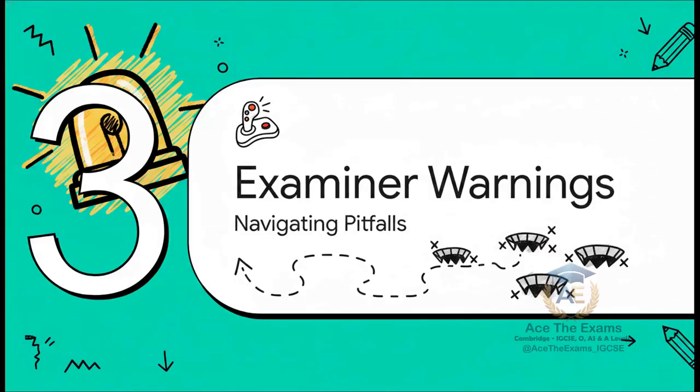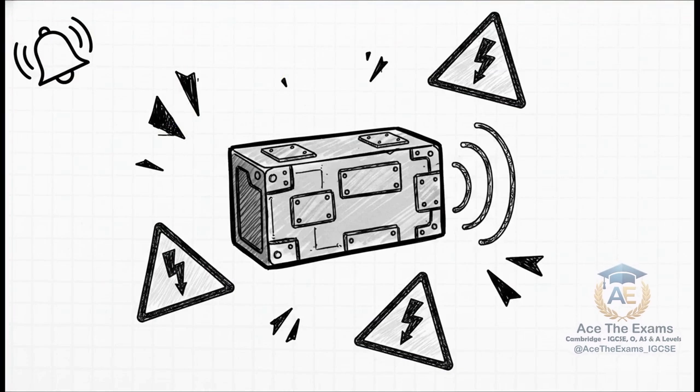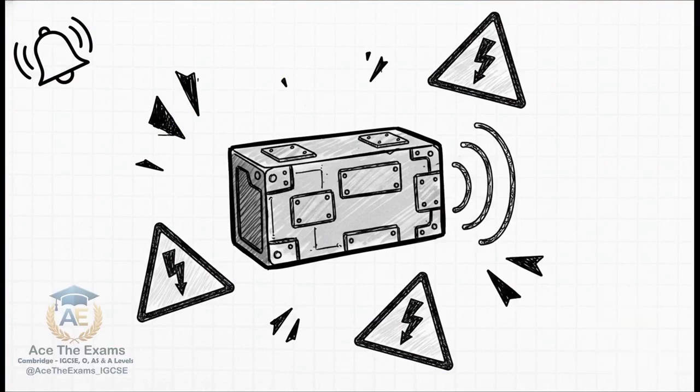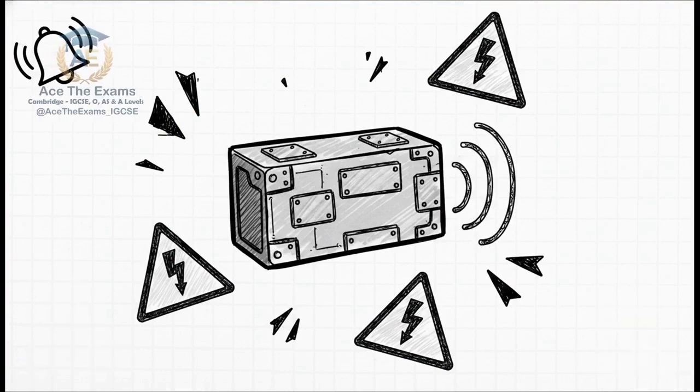Let's transition into Section 3, Examiner Warnings. This is where we learn how to navigate the most dangerous pitfalls. I need you to pay very, very close attention to this specific data. We pulled this straight from the black box flight recorders of past exams. According to the principal examiner reports, these are the top 3 mistakes that cause students to lose altitude.